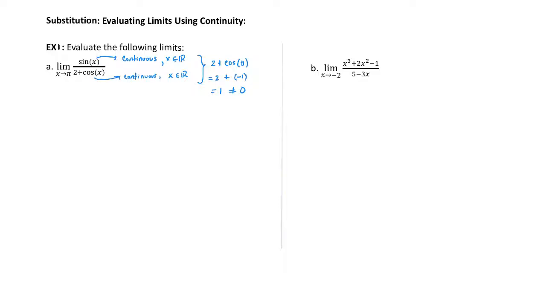So because we have continuity, we know that in order to evaluate the limit, we just have to take pi and substitute it in x. Here is an x, substitute x with pi. Here is another x, substitute that x with pi as well. So let's do that. So we're going to have that this is equal to the sine of pi divided by 2 plus the cosine of pi.